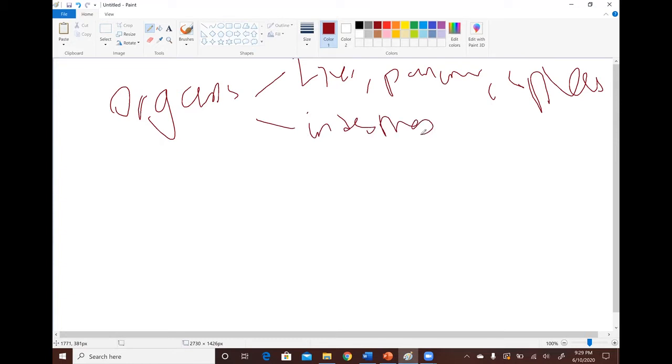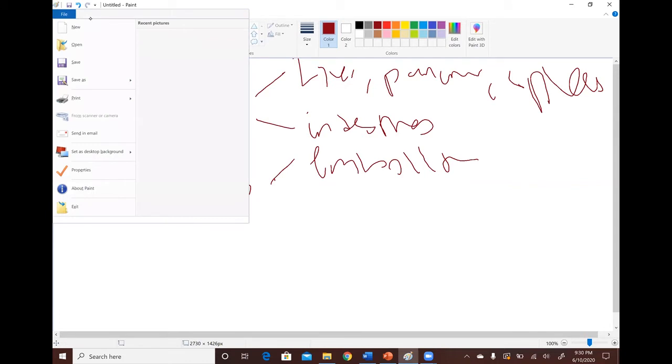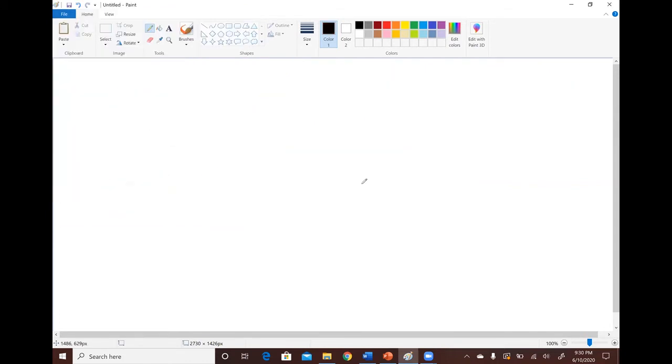Okay, and then problems in the vessels again. You can due to embolism. And so only two things you have to remember: problems in the organs and problems in the vessels. And you obviously know the organs in the abdomen: the liver, the intestines, small and large bowel, pancreas, and the spleen. Okay, so what are the problems that can occur in the liver?